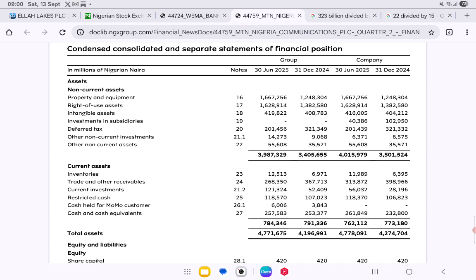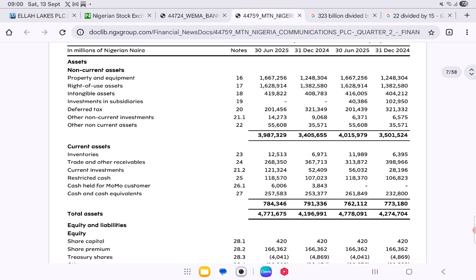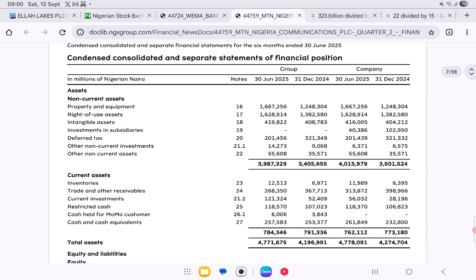Now let's look at liabilities, or let's dwell a bit on physical assets. You have your non-current assets, property and equipment, right of use assets and all that. Current assets, what do you have? You have trades and receivables. Now receivables is money that a company is being owed. So it's nice to see that. And I'll probably go down and further break it down. So in terms of receivables, what do you have? Trade and other receivables are down. That's always a good thing.